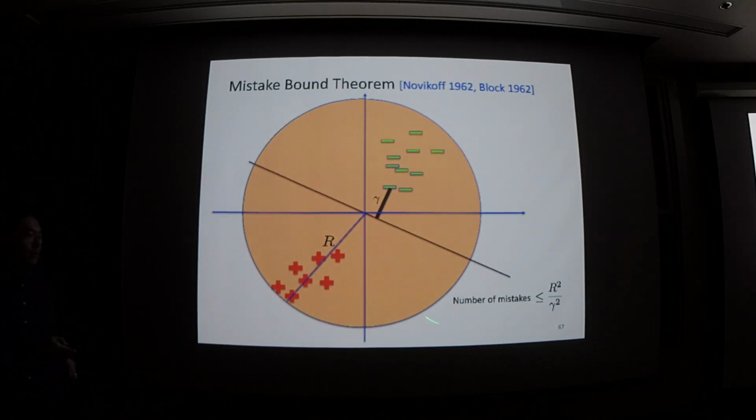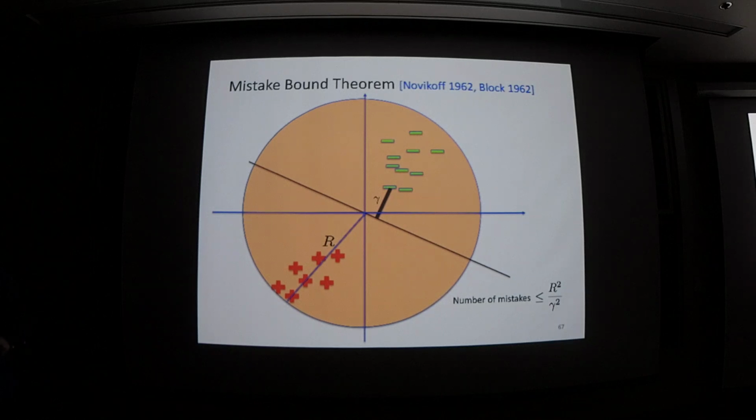And secondly, how does gamma affect the training? The smaller gamma, the more mistakes. Yes. As we mentioned, margin indicates the separability of the data set. The larger the gamma, the easier for us to separate the data set. So if positive and negative examples are separated quite far away, then the upper bound number of mistakes is relatively small. That means it's easier to train a perceptron to separate the data set.